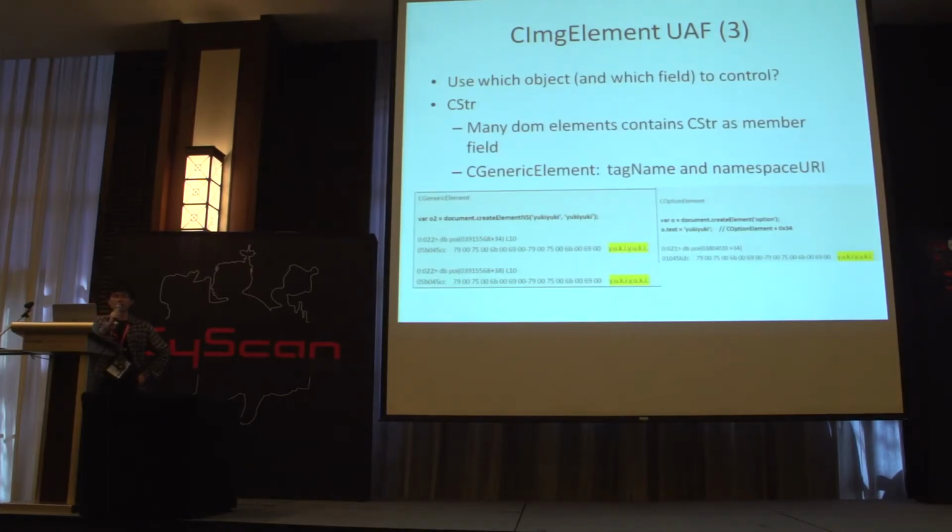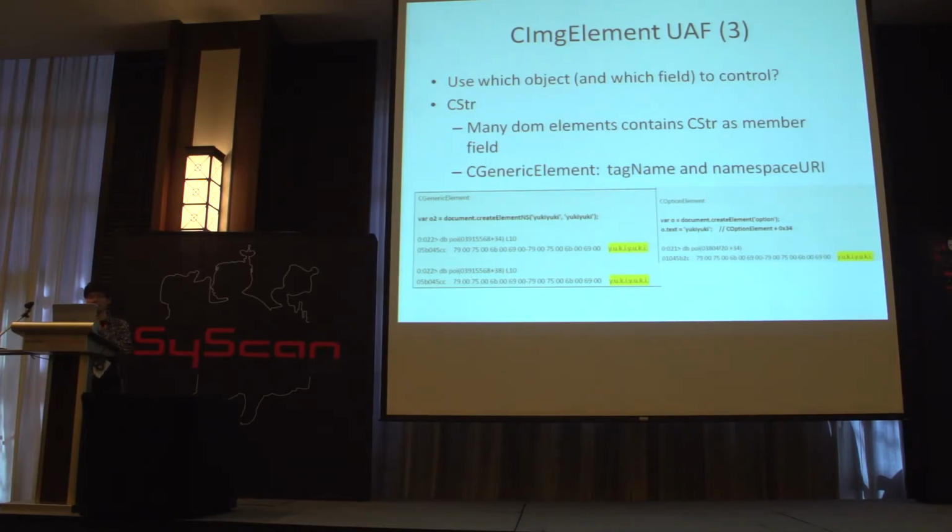And how do we control the list entry in the freed CImage element? Because it is allocated in the isolated heap, we can only use objects in the isolated heap to control it. And the object we choose must have at least one field whose value is controllable by us.